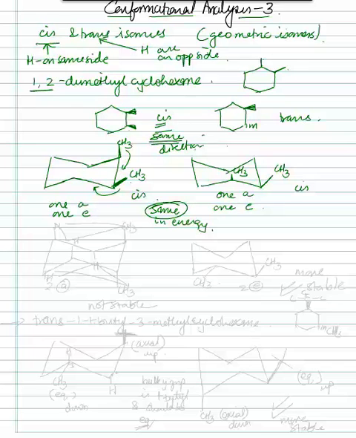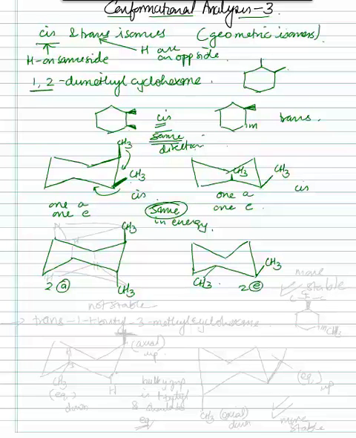So let's go ahead and do the trans now and see if it makes any difference. In the trans, we have CH3 going up. It means that the other CH3 must be going down, and these two happen to be axial. Now for the other side, the flip side. Now the CH3 that was going up is up equatorial. The CH3 that was going down axial is now down equatorial. So now we have two axials here, and here we have two equatorials.